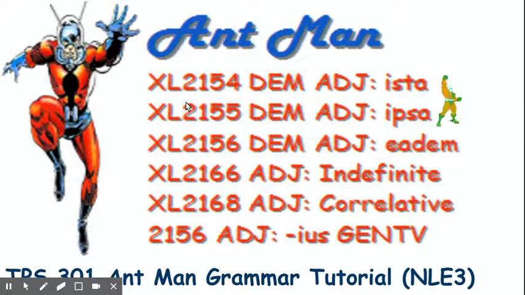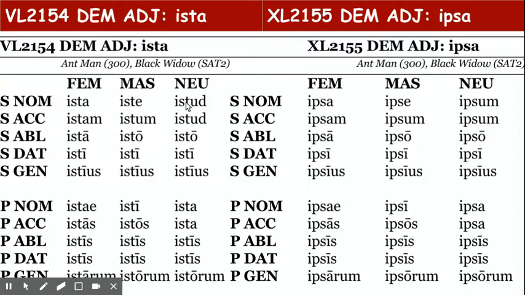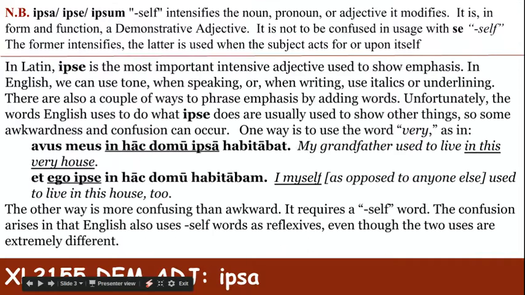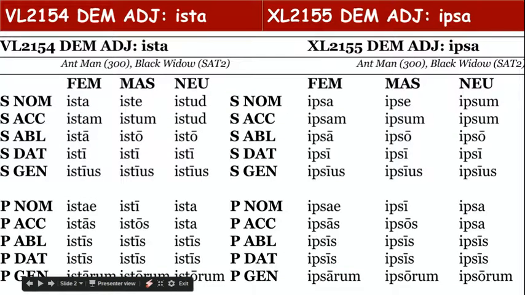AntMan Grammar eLecture. AntMan contains a lot of adjectives, so we're going to start with the easy ones first. Ista and, of course, ipsa. So let's play with it. These are demonstratives. As you can see, you are dealing with, of course, the dative and the genitive singular for both of those. Ista will not occur as much as ipsa will. There will all be a question.